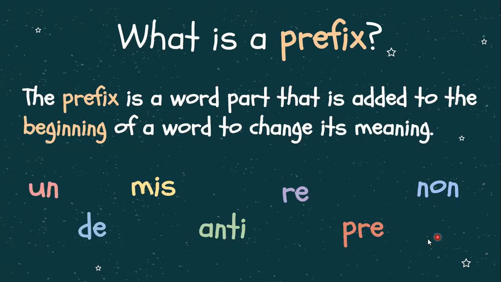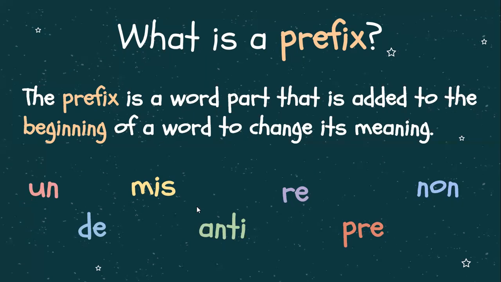And then pre means before. For example, prefix. So you fix it before the word. So prefix is an example of pre. Then non, you must have heard non-living things, right? So non-living things means not living, right? Okay, let's move on.